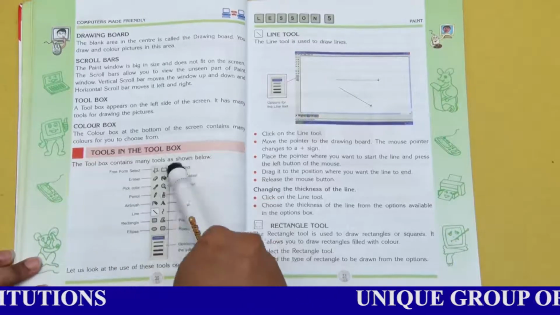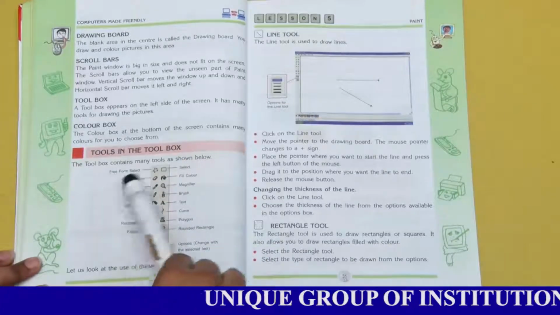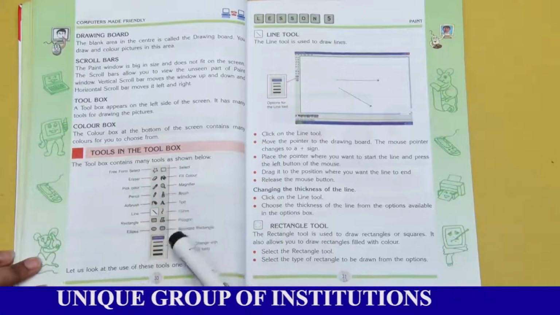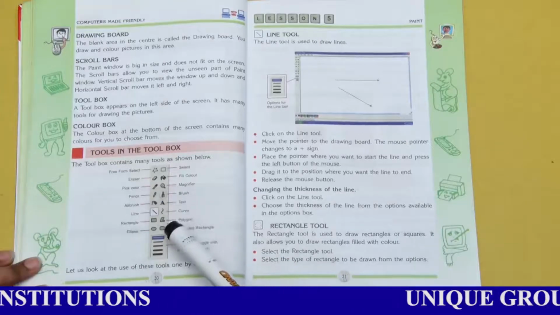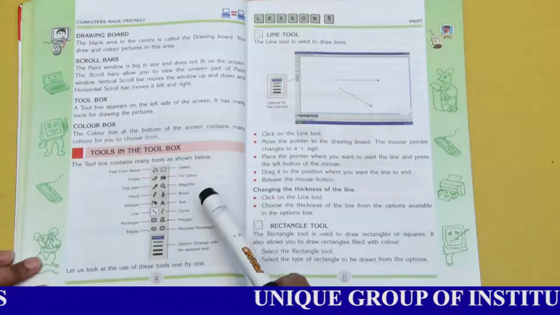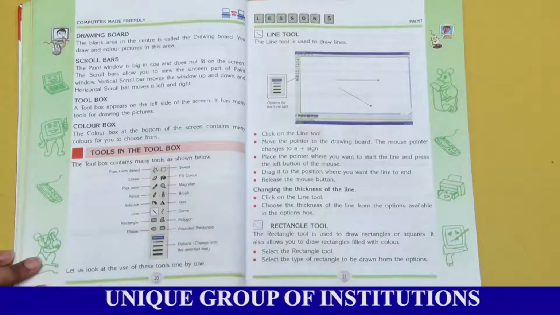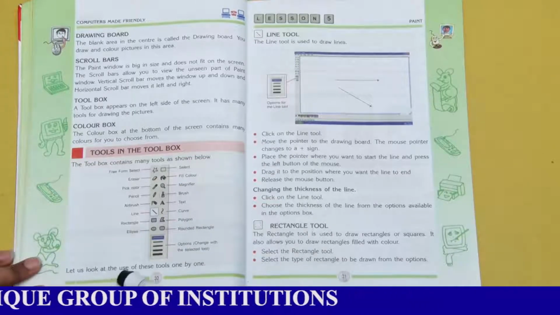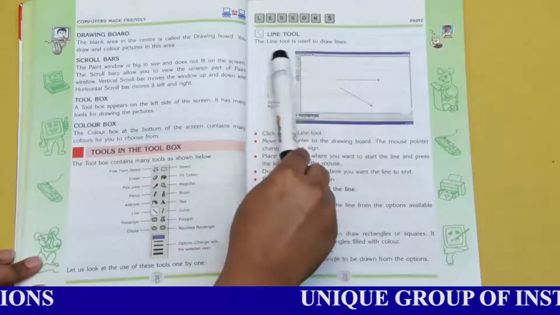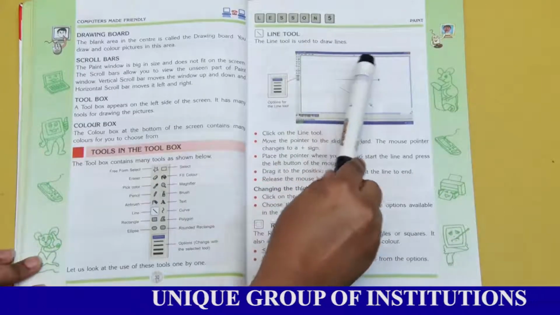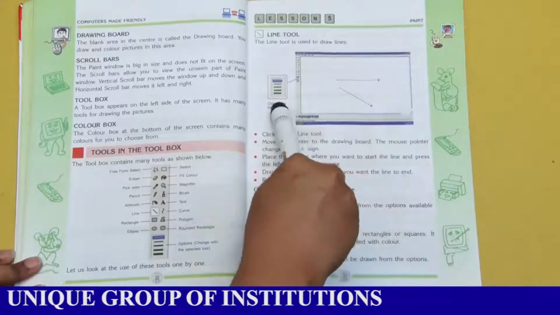This is the toolbox. और इसमें हम कितना कुछ हमें शो हो रहा है, उसमें से हम कुछ भी सिलेक्ट कर अपनी पिक्चर को ड्रॉ कर सकते हैं, कलर कर सकते हैं, ब्रशिंग कर सकते हैं, उसमें हम टेक्स्ट भी ऐड कर सकते हैं. Let us look at the use of these tools one by one. Line tool. The line tool is used to draw lines. We can draw the lines from this line tool.